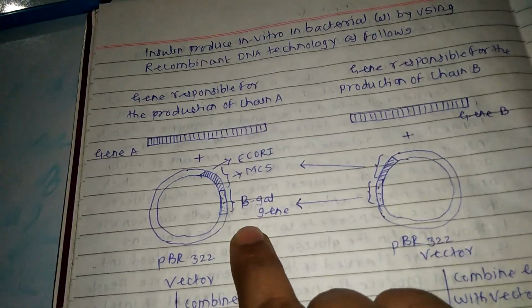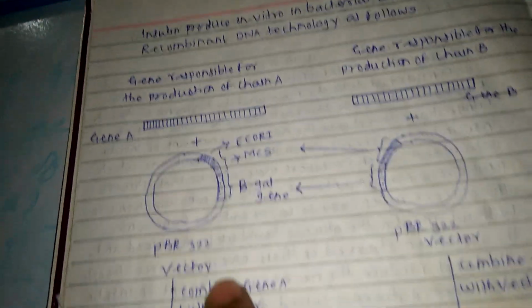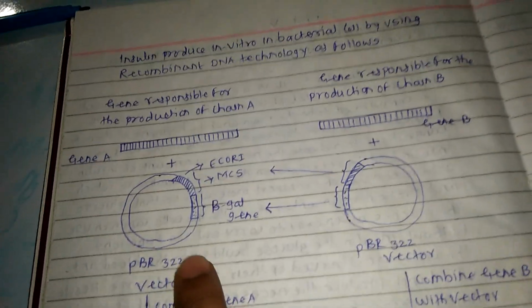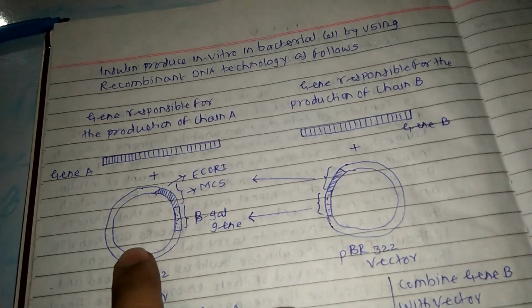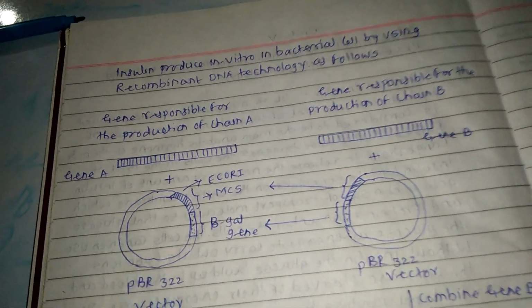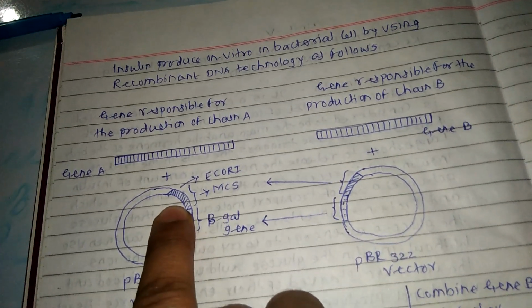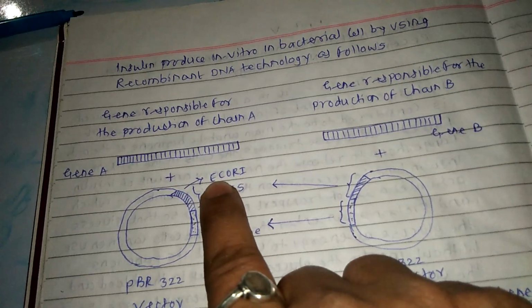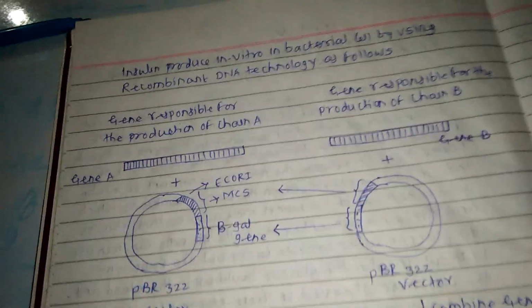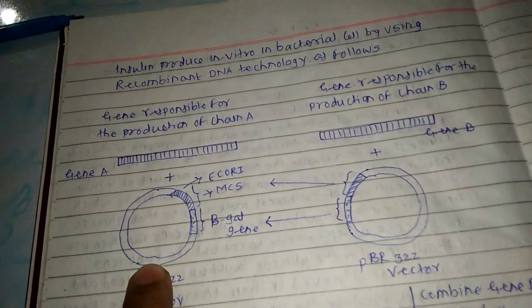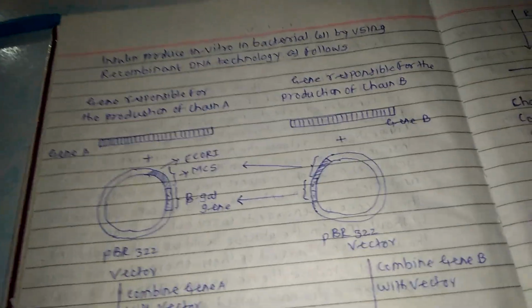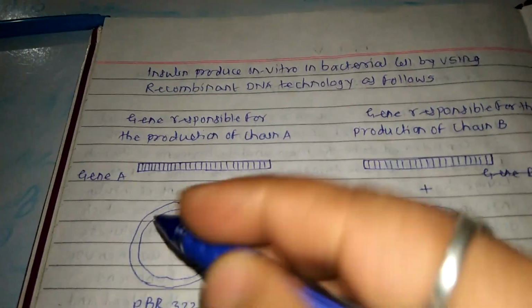Now the structure of the vector, the normal structure. In it, multiple cloning sites are present where the recognition sequence of EcoRI is present. The second point here is that the ampicillin resistance gene is present.